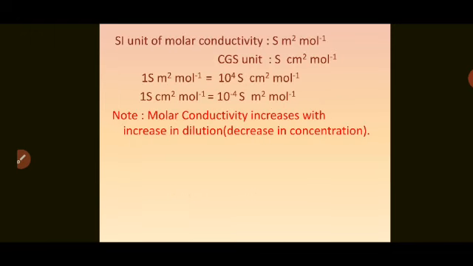So the SI unit of molar conductivity can be given as Siemens meter square per mole, or the CGS unit can be given as Siemens centimeter square per mole. As it is molar conductivity, per mole should compulsorily be there. Then 1 Siemens meter square per mole is given as 10 to the power 4 Siemens centimeter square per mole, and 1 Siemens centimeter square per mole can be given as 10 to the power minus 4 Siemens meter square per mole. These are again interconvertible units.